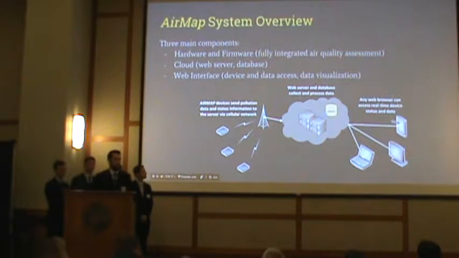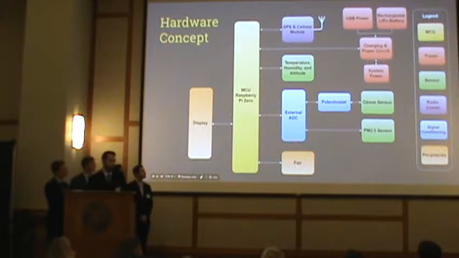These AirMap devices would then transmit their data over a cellular network to the AirCloud server, which aggregates and processes the data and then serves it to our web interface so that anyone that's interested in our data can access it and view the pollution situation where they care about it most.